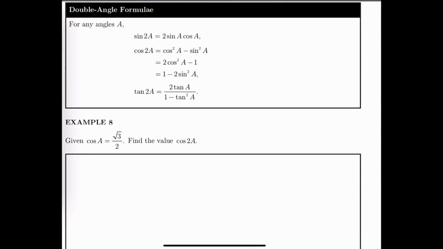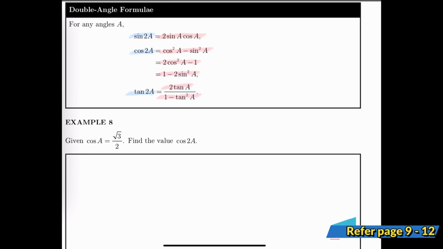Double angle formula. For any angle A, we have three different types of formula. The first one is for sine 2A, the next one is for cos 2A, and the last one is for tangent 2A. From the formulas, we notice that sine 2A is 2 sine A cos A. Tangent 2A only has one formula, which is 2 tangent A over 1 minus tangent square A. But for cos 2A, we have three different formulas.